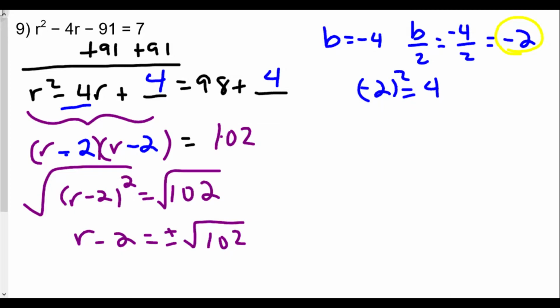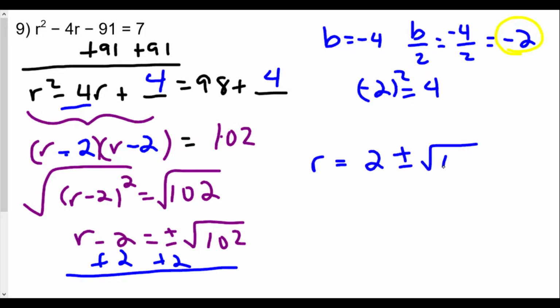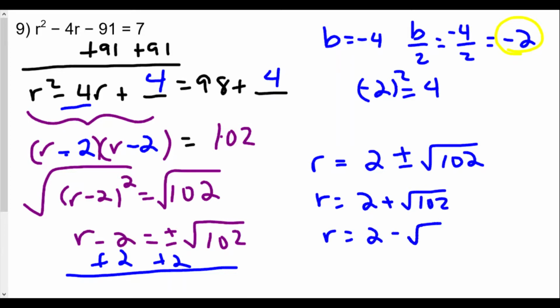So now we'll solve by adding 2 to both sides, and we're going to get r is equal to 2 plus or minus the square root of 102, which means in this case r equals 2 plus square root of 102, and r equals 2 minus square root of 102. Okay.